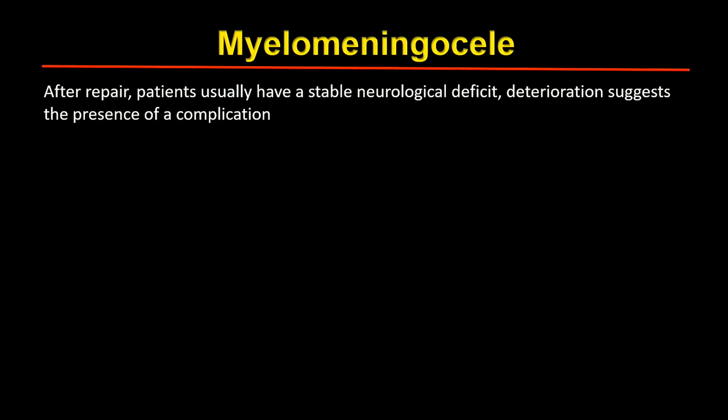Now, after repair, after postnatal, after birth, most of these patients will still have some residual neurologic defect because they don't have a well-formed cord. They have a neural placode. So any clinical deterioration after birth implies complication.